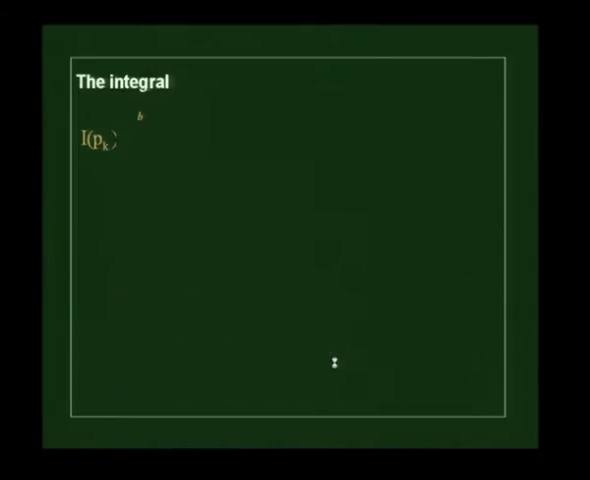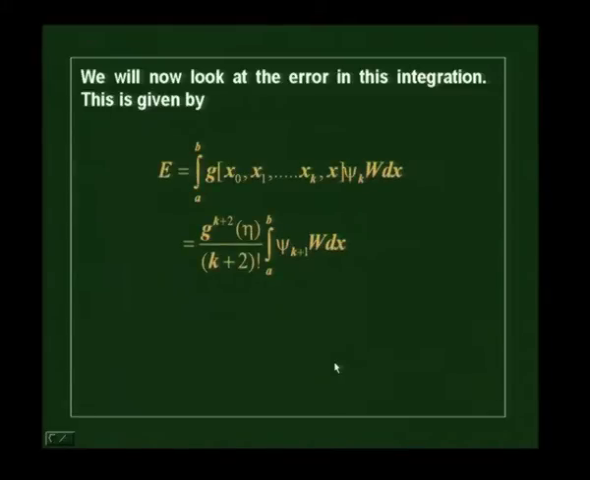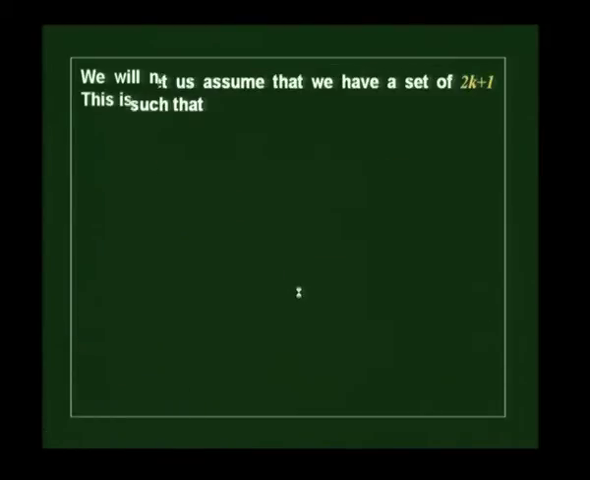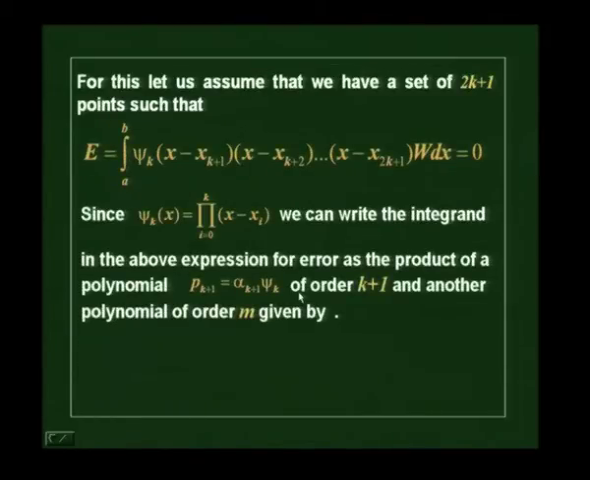Now we will just look at the error term. The error term will now be of the order of k plus 2. We have chosen that the error in the integration will be k plus 2, but we have chosen the k points. Now we have to choose the k points such that this integral is 0. So that is done by choosing this.